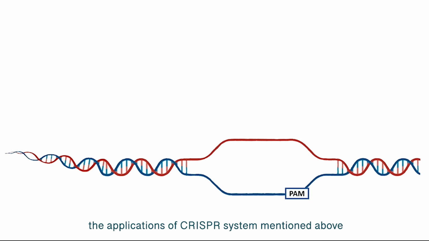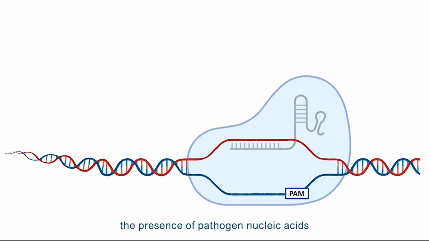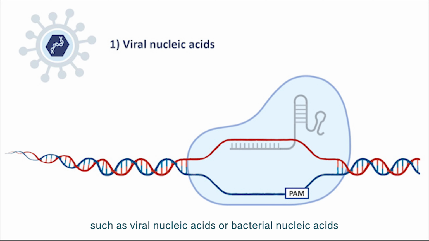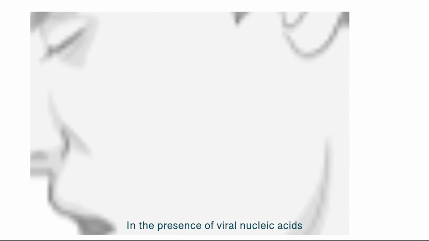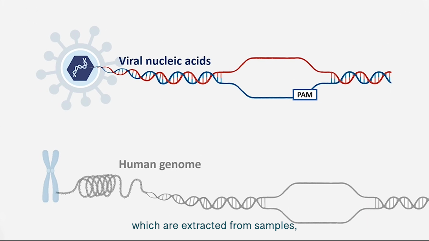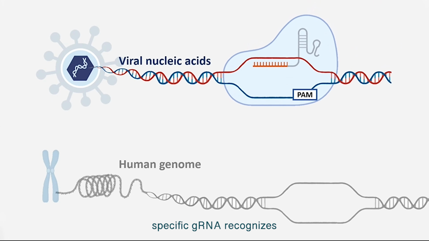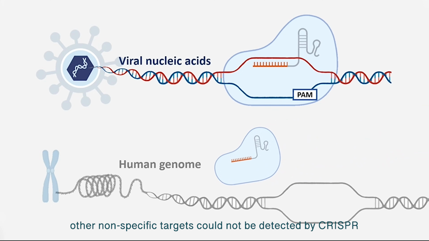In addition to the applications of the CRISPR system mentioned above, CRISPR can also be applied in diagnosis. To determine whether humans are infected by certain pathogens, this system is used to detect the presence of nucleic acid, such as viral nucleic acid or bacterial nucleic acid. When people are infected by viruses, virus-containing samples are collected. In the presence of viral nucleic acids, these are extracted from samples. The guide RNA recognizes and binds to viral nucleic acid with high specificity. Specific targets could not be detected otherwise by CRISPR.